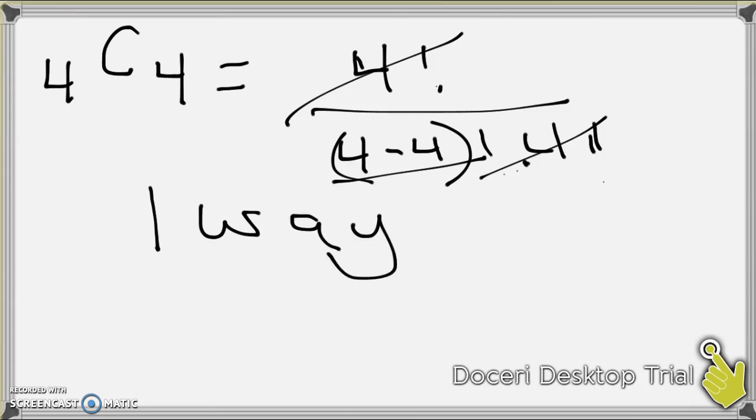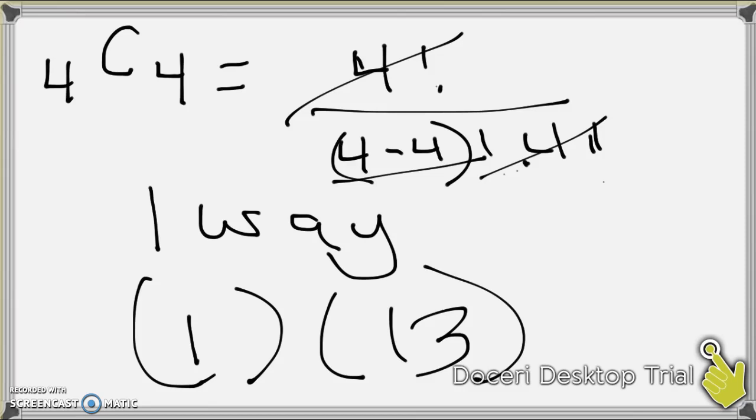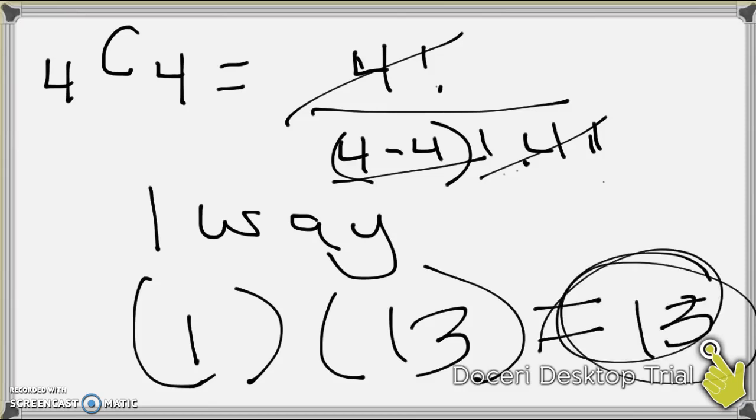Now, we have one way, and then we have 13 different denominations here. So if we do one way times 13 denominations, we would get 13. So 13 is our number for the 4 cards of the same suit. So we need to remember 13.